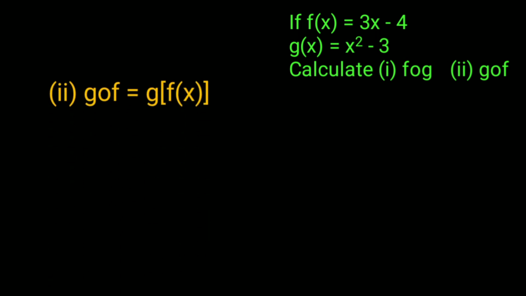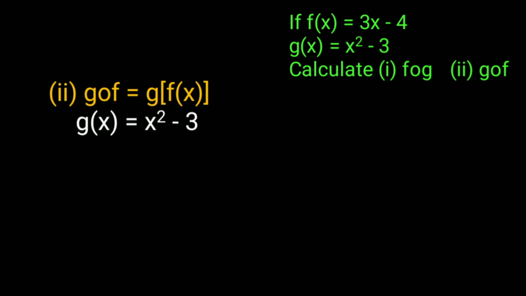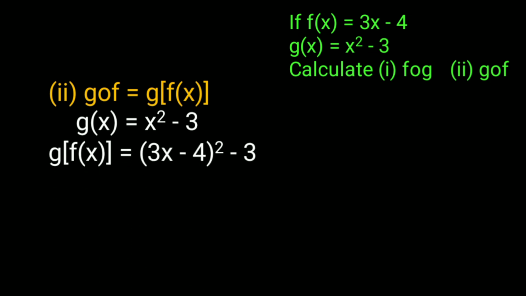And another way of writing g of f is g of f of x. So the concept is to substitute f of x for the value of x in g of x. So we'll recognize g of x, which is x squared minus 3 as given in the question. So it's just like saying f of x squared minus 3. And what is f of x? f of x is 3x minus 4. So we have 3x minus 4 squared minus 3. So we multiply 3x minus 4 by itself, then we take away 3.